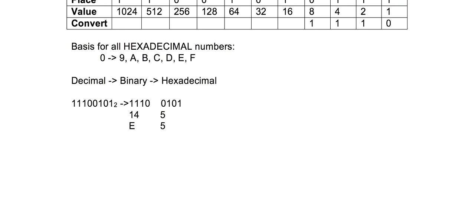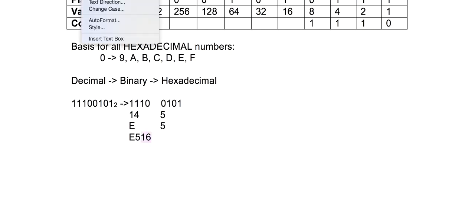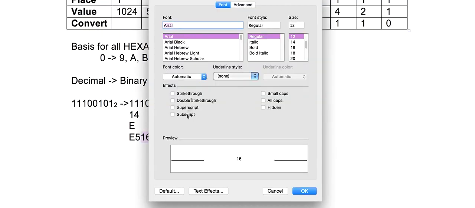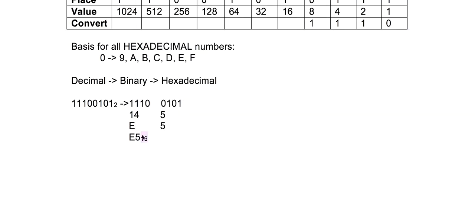In the last stage of this, we just put this all together. So E5, I'm just going to make that subscript once again. E5 as a hexadecimal is equivalent to that binary number. And if we wanted to, we could always convert that binary number to work out what that is in decimal if we were to put these values in that convert column. But that's how you take a binary number and turn it into a hexadecimal number.